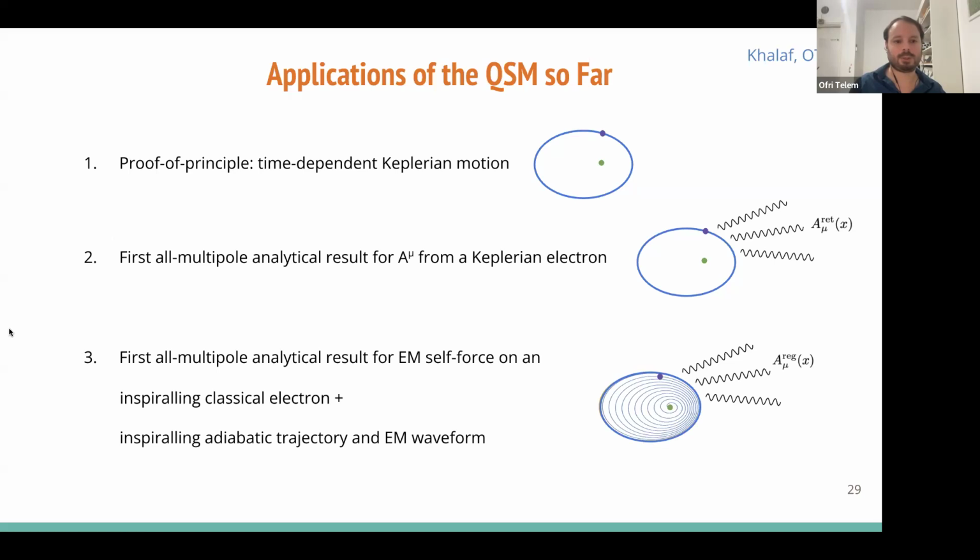And then, of course, with the computed emitted field, we can always form a Lorentz force and see how it back reacts on the trajectory and leads to an inspiral. So what we compute analytically is the force. And once we compute the force, we can use the force to solve a very simple one-dimensional ODE to calculate the inspiraling trajectory.